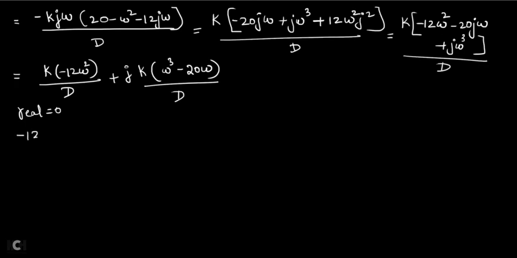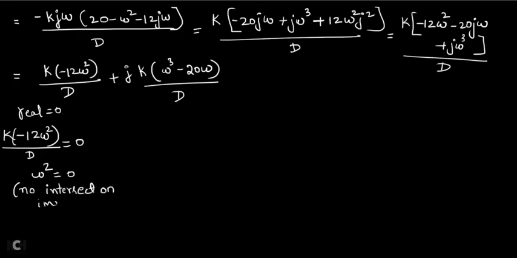If you equate the real term to 0, minus 12 omega square into k divided by D is equal to 0. You are finally going to get omega square is 0, right? So what is the meaning of omega square 0? That represents no intersect on the imaginary axis. When you equate real to 0, you will get no intersection on the imaginary axis. Okay, when you get omega 0, there is no intersection on the imaginary axis. That is the meaning. Now you equate the imaginary part to 0.